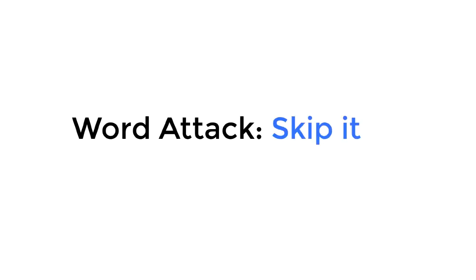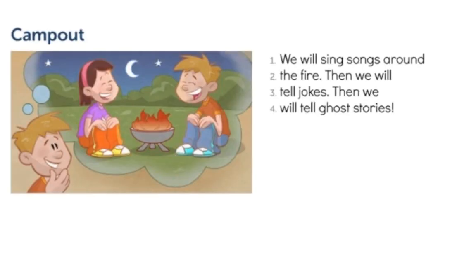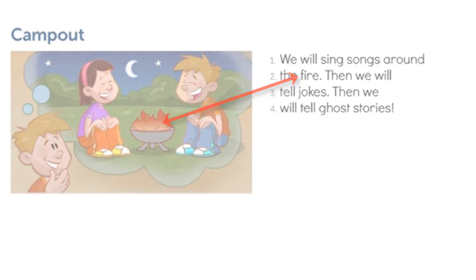The third strategy is called skip it. While we want students to give the word a try, we don't want them to dwell too long on a word they can't seem to identify. Have your student continue reading the sentence and return to the difficult word after you finish the story. There may be a cue in the story that will help the student identify the word.